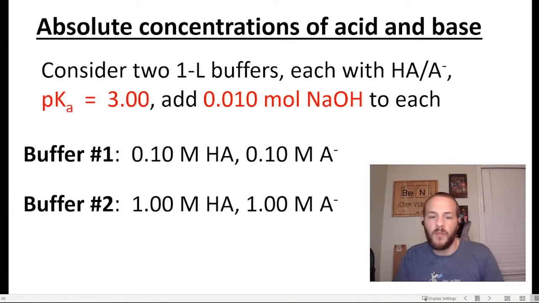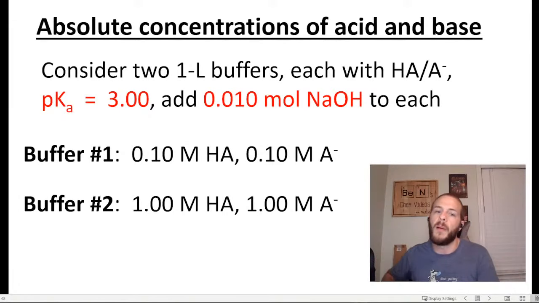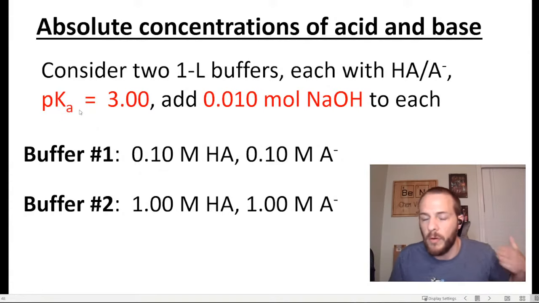So now we're going to switch gears a little bit. We talked about relative amounts of acid and base. Now we're going to talk about absolute concentrations of acid and base. In other words, how much acid and how much base in total you have in your buffer solution. So just like the last example, we're going to consider two 1 liter buffer solutions with the same conjugate acid-base pair in which the pKa is 3, and we add 0.010 moles of sodium hydroxide to each.